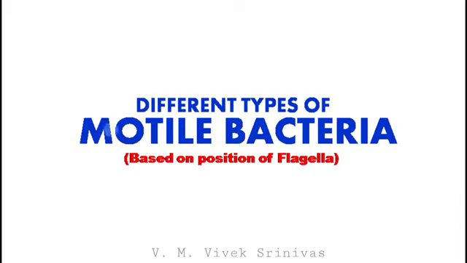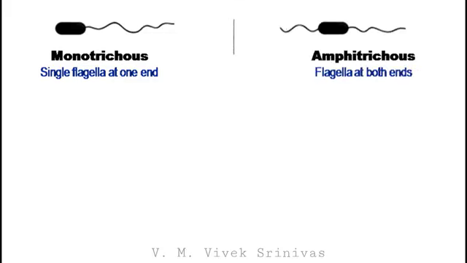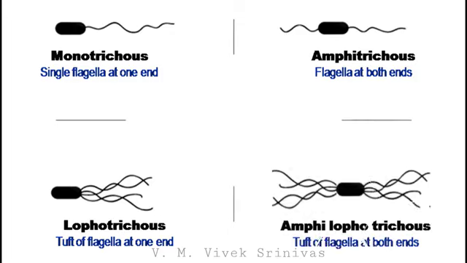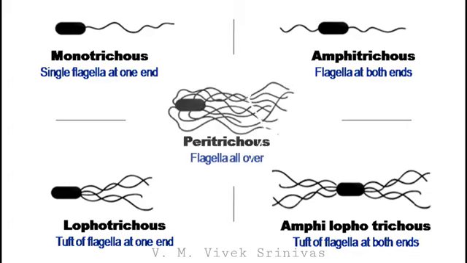flagella in the bacteria. If the single flagella present at the one end, then they are called as the monotrichous. Next, the single flagella present at both the ends, then they are called as the amphitrichous. If the tufted flagella present at the one end, then they are called as the lophotrichous. Next, the tufted flagella present at both the ends, then they are called as the amphilophotrichous. If the flagella present all over the bacteria, then they are called as the peritrichous.